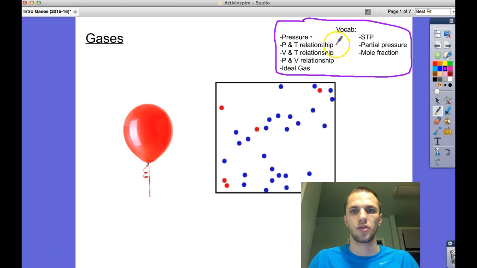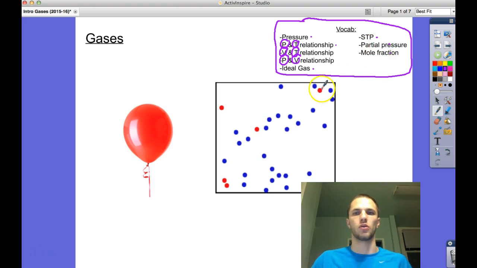Pressure, the P and T relationship, this stands for pressure and temperature relationship, volume and temperature, pressure and volume, what is an ideal gas, what is STP, what is partial pressure, and what is a mole fraction. So we'll cover those over the course of the video.